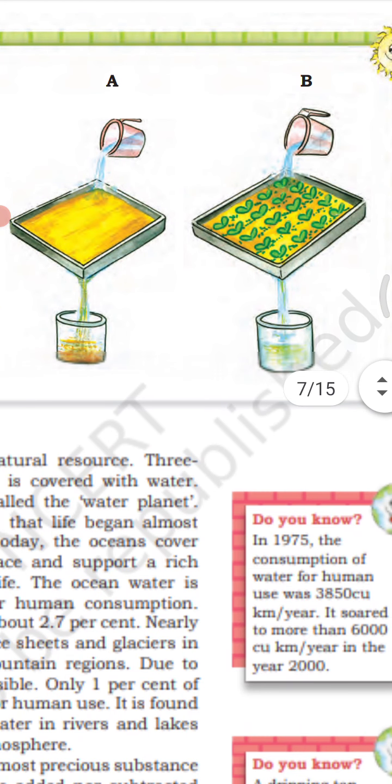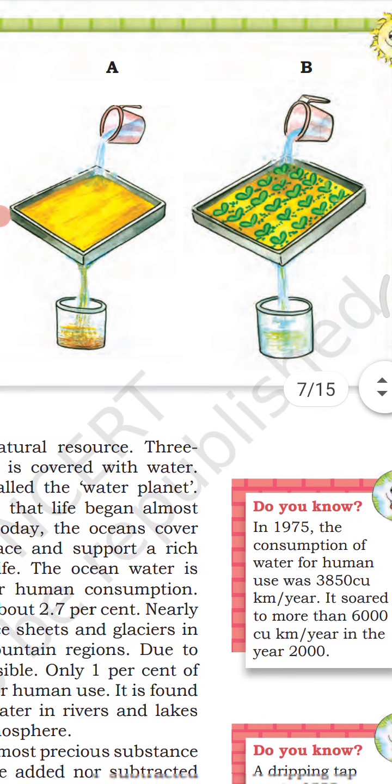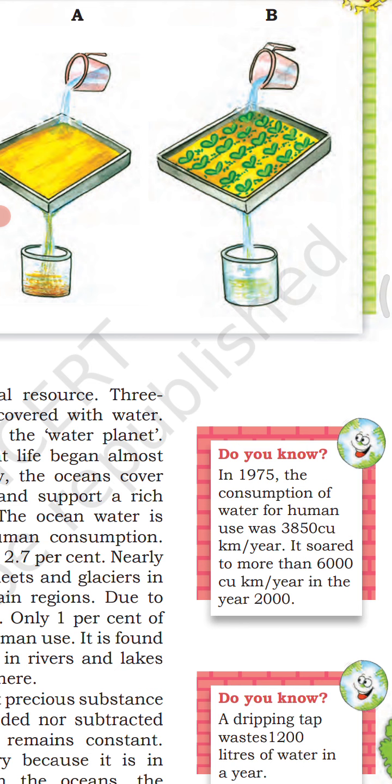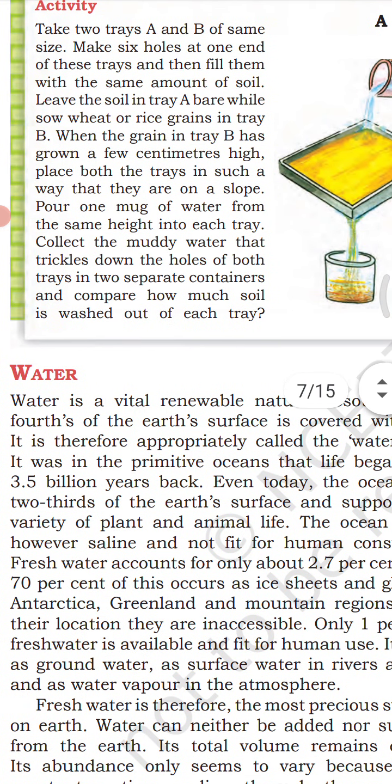But see, when there is vegetation or some kind of plants in the tray in which we have grown wheat or rice, if we see the soil in that mug, there will be less soil. Why? Because the roots of the plants capture the soil and don't allow it to wash away. On the other hand, in the tray in which we have put just soil only, the whole soil will be washed away. Why? Because there will be no check or no such kind of cover or grip in that soil.